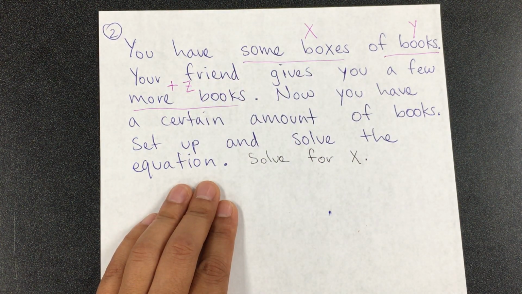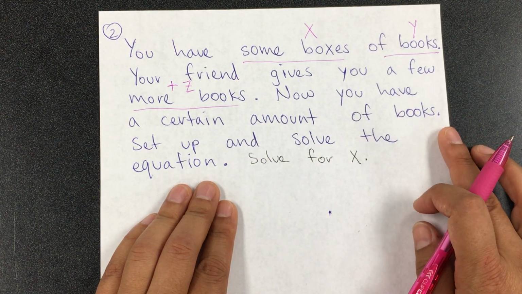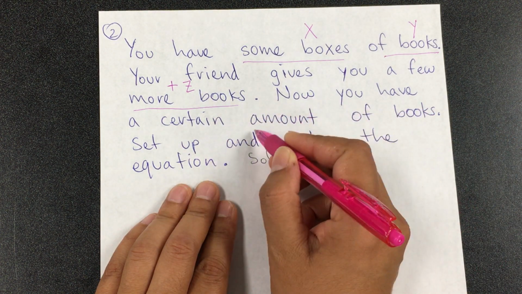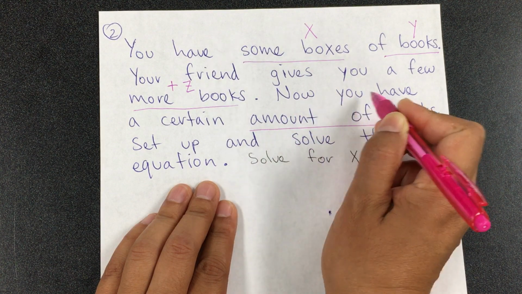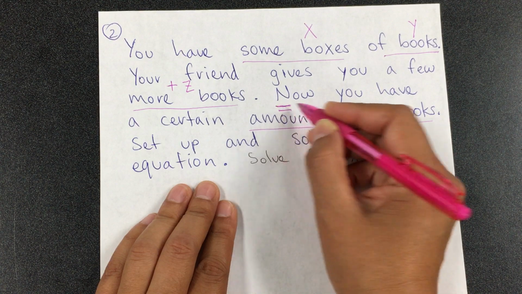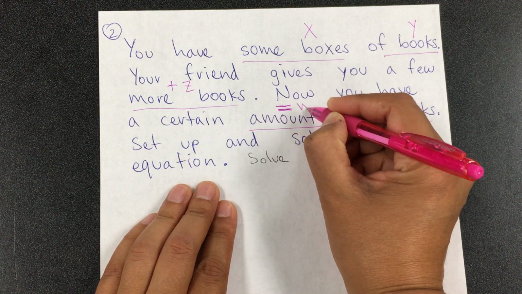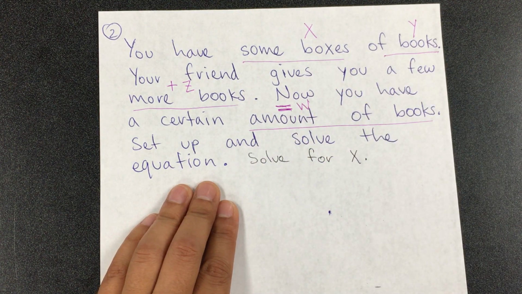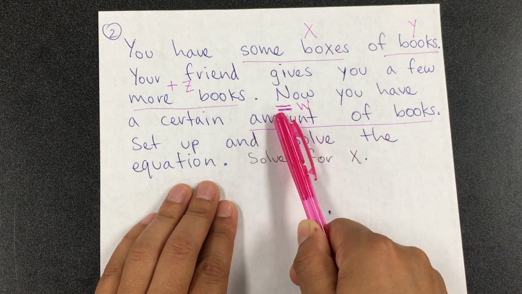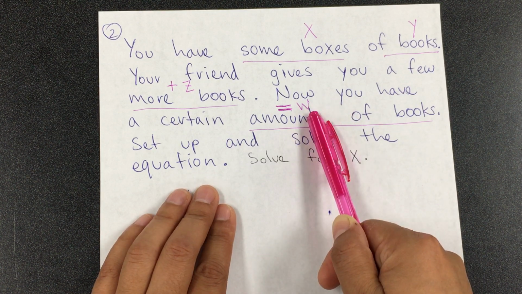So let's put plus Z. Now you have a certain amount of books. So in here, we don't even know the answer. So that means now you have, so that's equal, some other number. And since we already finished the end of the alphabet, we're just gonna start either from the beginning or just put another variable. Any one is fine. So now you have a certain amount of books equals something else that we don't know, because we don't know what he ended or you ended up with.